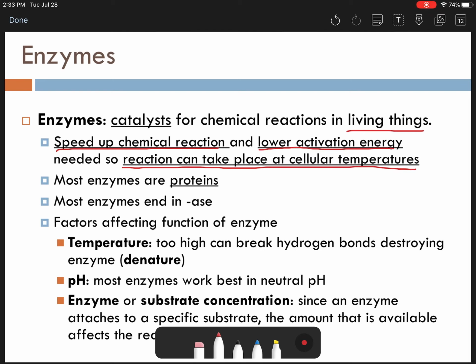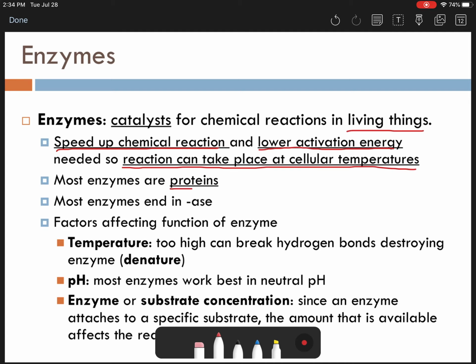Well, we can't heat up our body cells, because if you heat them up too much, you're going to destroy them. And if your cells die, guess what? Yeah, you die. So by having an enzyme lower the amount of activation energy needed so that our chemical reactions can take place, now they can take place at our normal body temperature.